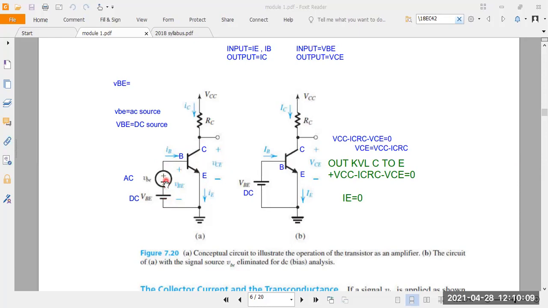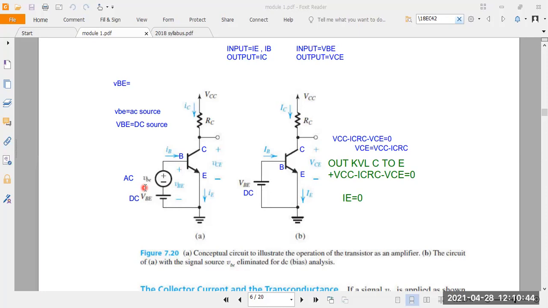For the AC, they have written small letters. See the difference here. They have written vbe. What is vbe here? Base emitter voltage. This one is external voltage, not internal voltage here. We want to analyze the first AC. For that you write the small letters.